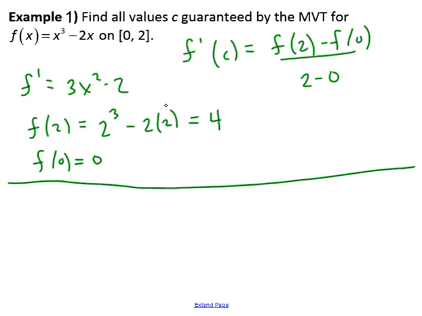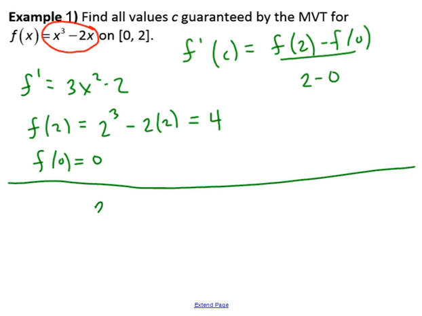Before I apply the mean value theorem statement, let me clarify: I did not check the if part. Remember, the if says that the function has to be differentiable and continuous. This is a cubic function, and all polynomials, so regular cubics, quadratics, things like that, are both continuous and differentiable. So we're good there. But I needed to mention it because sometimes you don't have that, and you've got to watch out for that.